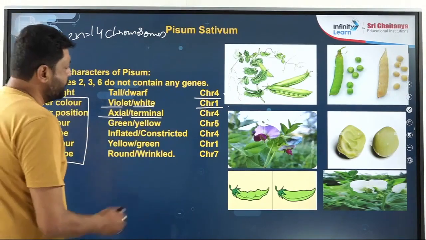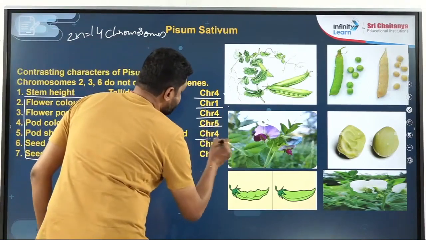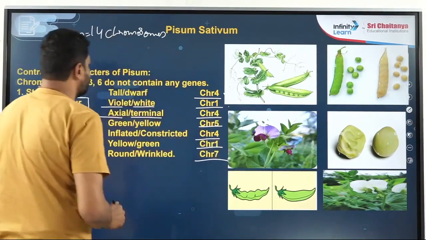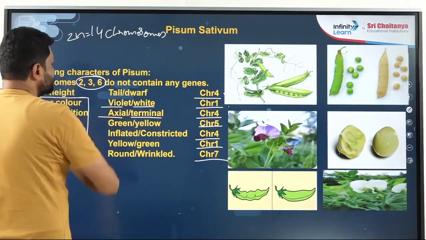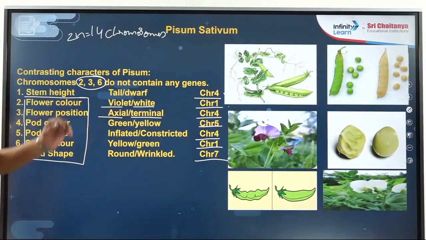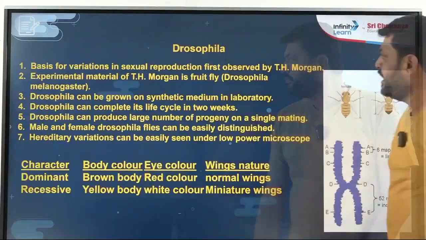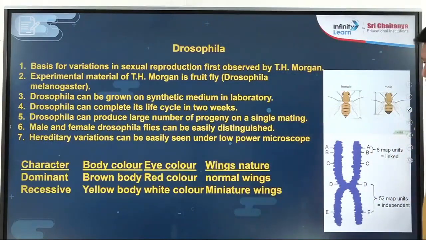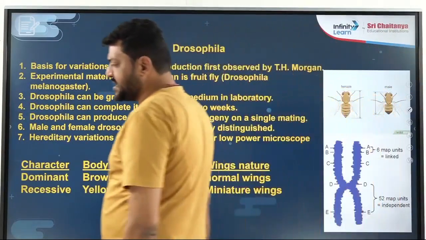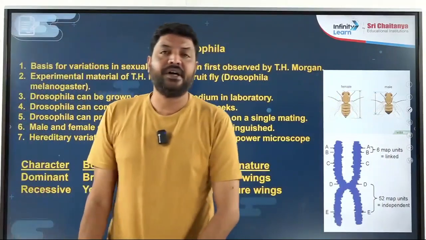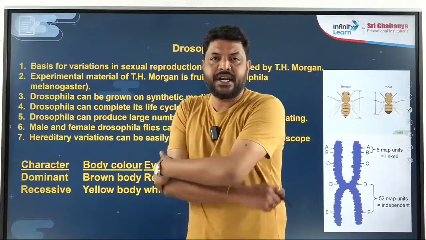So which chromosome the particular gene is present, and which chromosome the particular gene is present. Chromosomes 2, 3, 6 do not contain any genes of the characters selected by Mendel. Was it clear? Next, Pisum sativum, no doubt about it, is the experimental material of Gregor John Mendel.